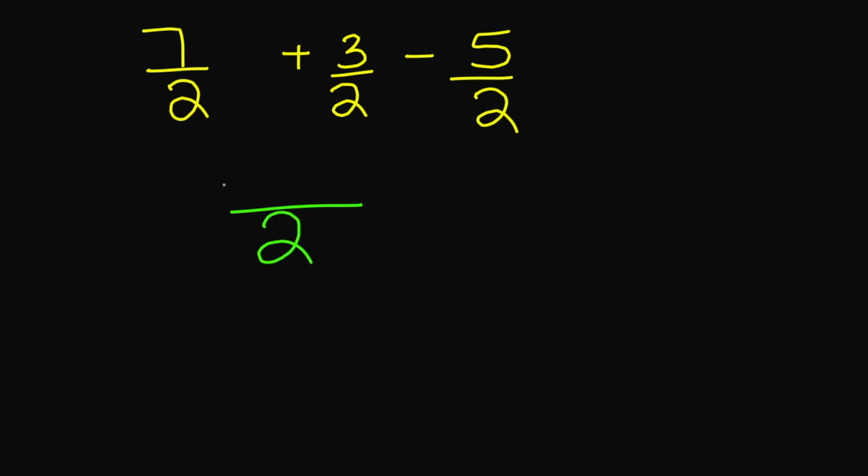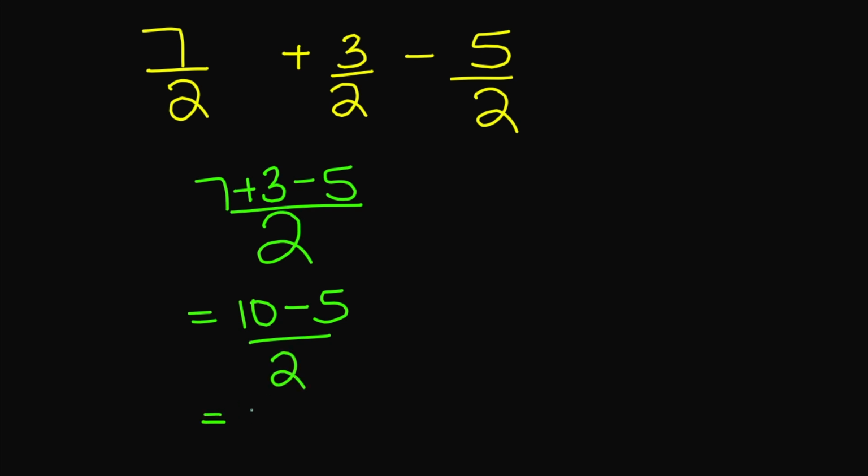And I'm going to add or subtract my numerator. So we have 7 plus 3 minus 5 in my numerator. My numerator, 7 plus 3, is going to be 10 minus 5. That's going to be over 2. And then 10 minus 5 is going to be 5. And then your denominator here is going to be 2.